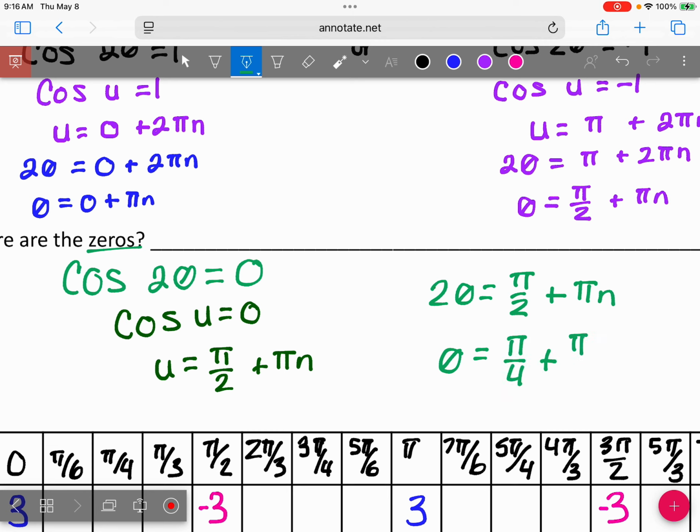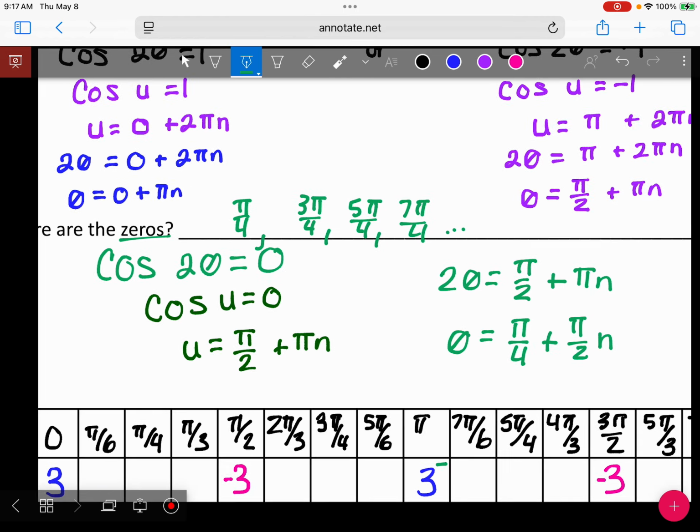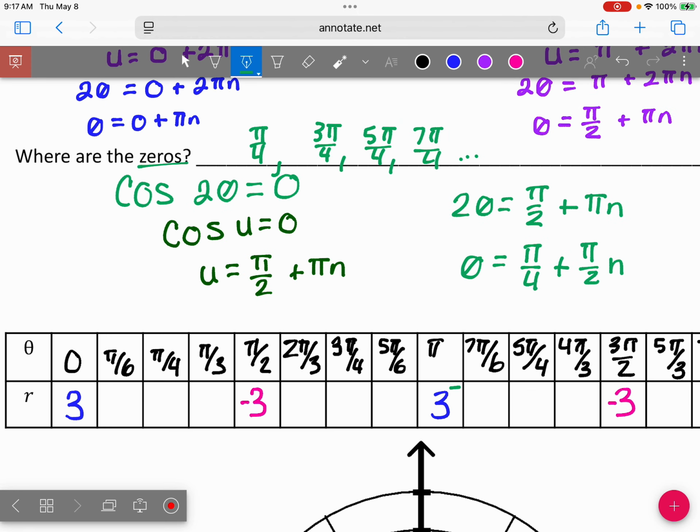Plus pi over 2 n. So our zeros are going to happen at pi over 4 and 3 pi over 4 and 5 pi over 4 and 7 pi over 4. And it could keep going. It would happen at 9 pi over 4 and 11 pi over 4 and all those other places. But these are the only ones that fit on our graph.